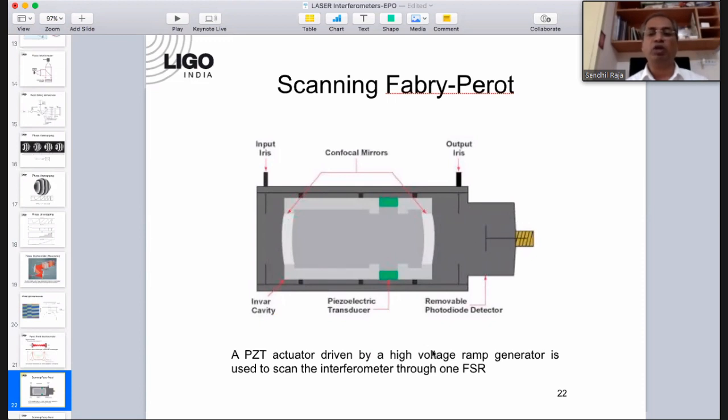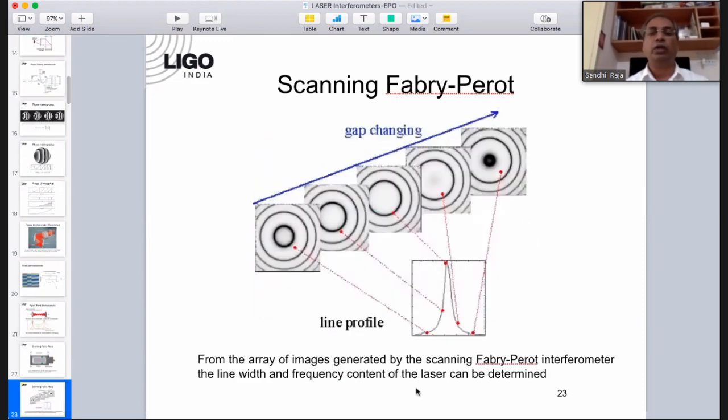So one of the mirrors is mounted on a PZT, and if you scan it, you'll get a profile across the whole scan. And from that profile, you can measure the line width of your laser, because the interference pattern is scanned across the whole profile. And the intensity transmitted to the center is the transfer function of the Fabry-Perot.